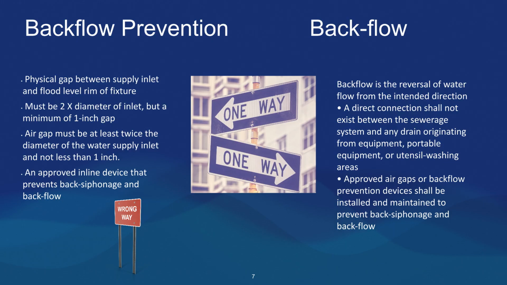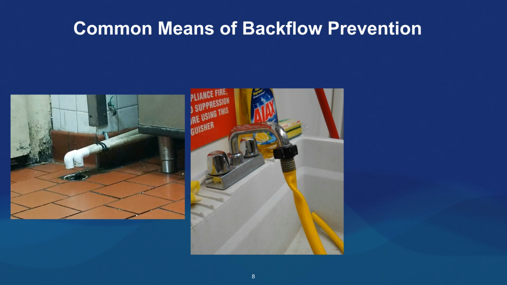Backflow is the reversal of water flow. Backflow prevention requires a physical gap between the supply inlet and the fixture's flood level rim. Approved air gaps or backflow prevention devices must be installed and maintained. Common means of backflow prevention include having an air gap between a draining pipe and the floor drain, or a backflow prevention device on a faucet connected to a hose.